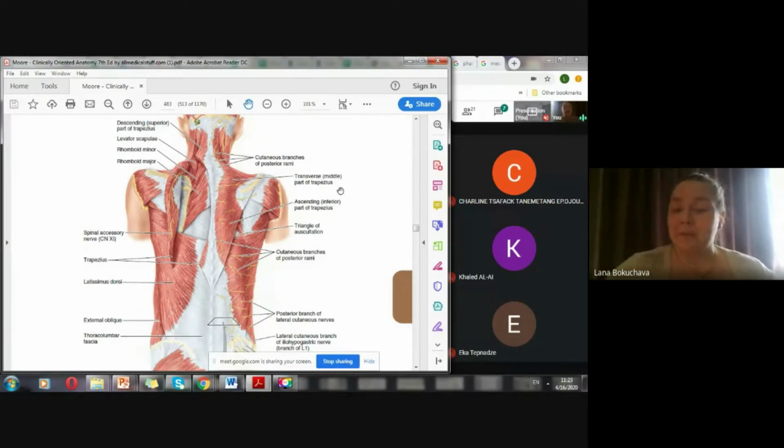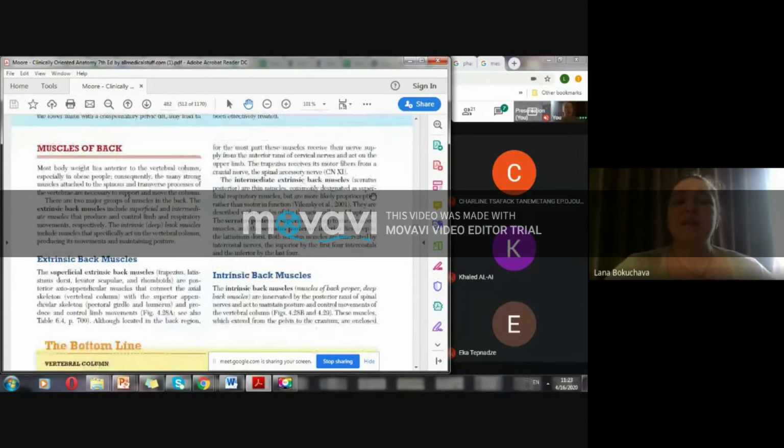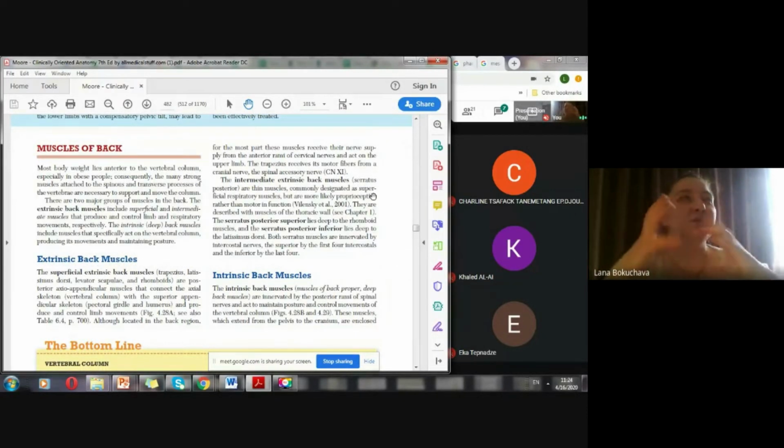That's why from the very beginning of this part here in the book, you can see that they are directly subdivided into extrinsic and intrinsic. Although it doesn't mean that there are no more subdivisions. I want you not to mix them simply, okay? I know it's a large amount of info, but it has a logic simply.